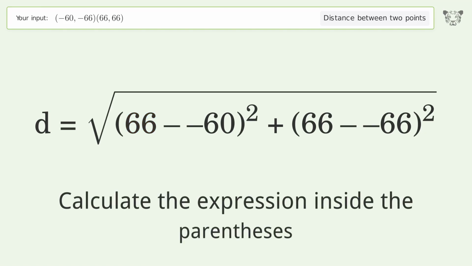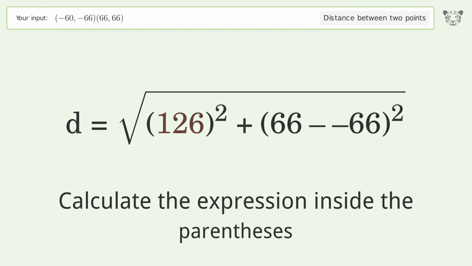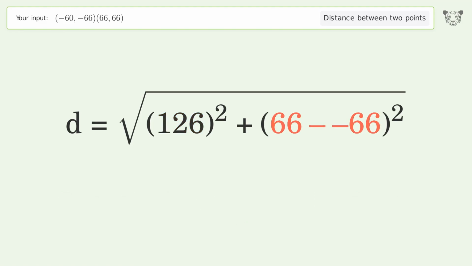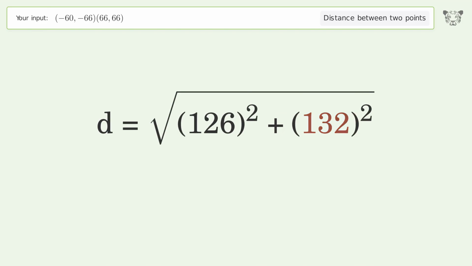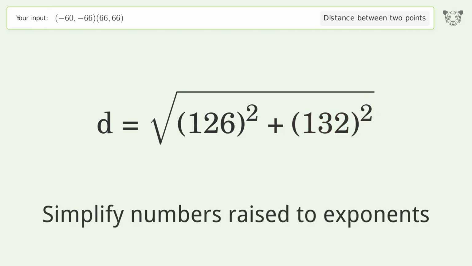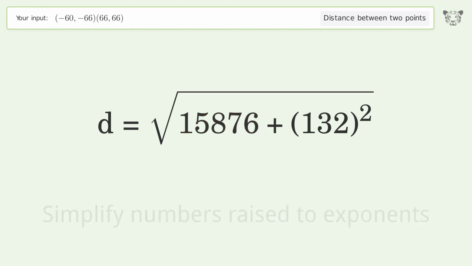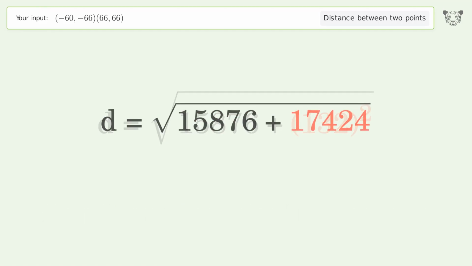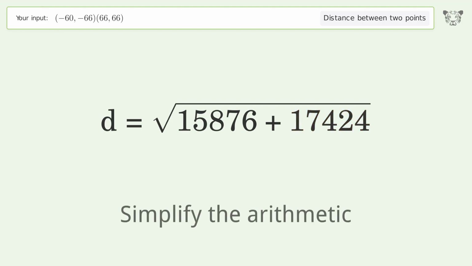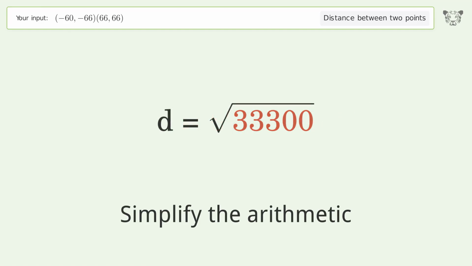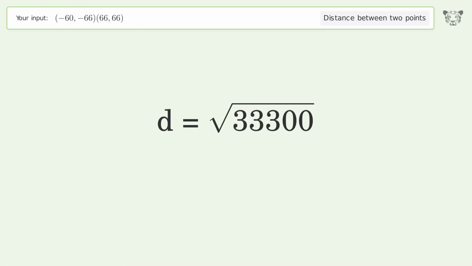Calculate the expression inside the parentheses. Simplify numbers raised to exponents. Simplify the arithmetic. And so the distance between the 2 points is the square root of 33,300, or 182.483.